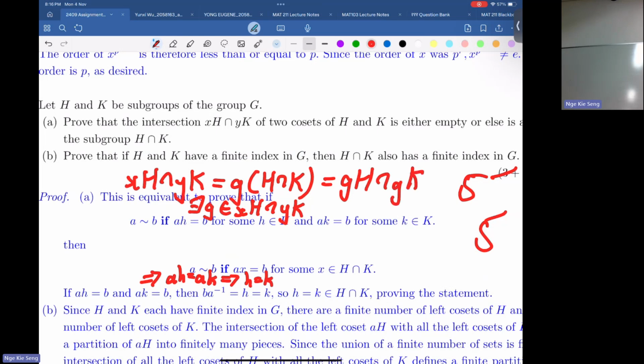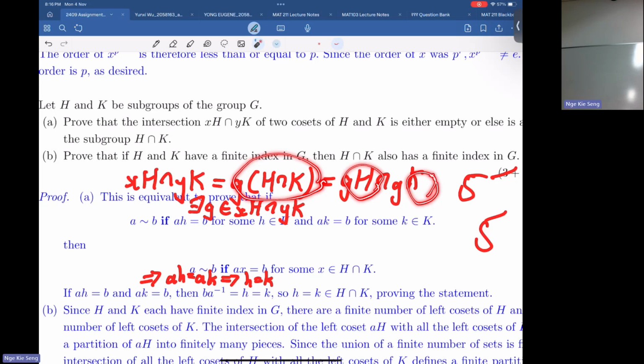Because this tells you how to solve the next part. Then you have this equality here. The next part is easy to see already. Why is it easy to see? The next part asks you to show that H intersect K has a finite index. But what does this equality tell you? How do you get the left coset of H intersect K? You just do gH intersect gK.